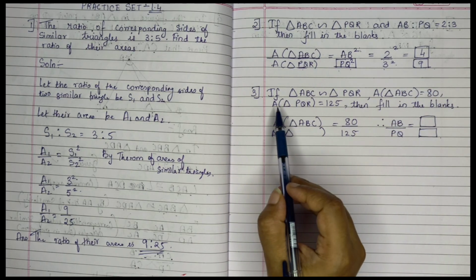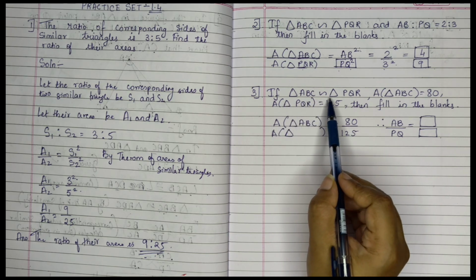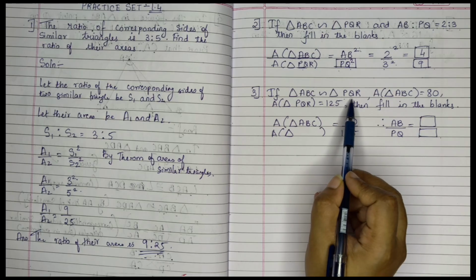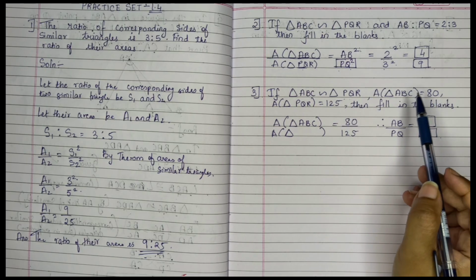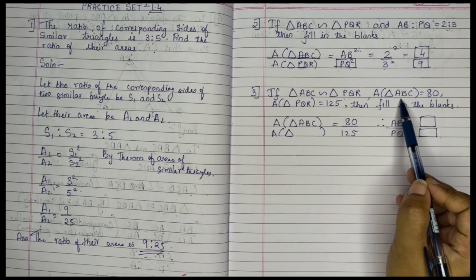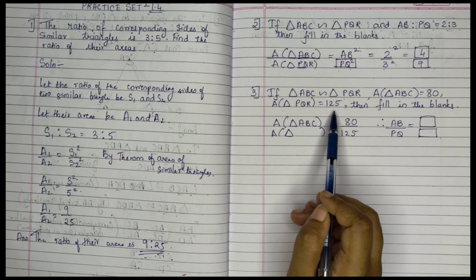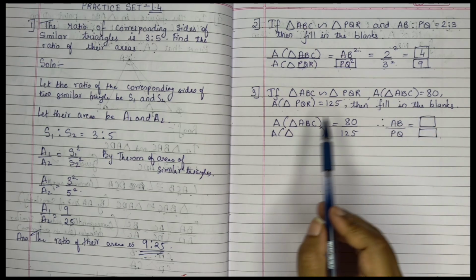Now see the third one. If triangle ABC is similar to triangle PQR, area of triangle ABC is 80 and area of triangle PQR is 125. Now fill in the blanks. Only this is given.